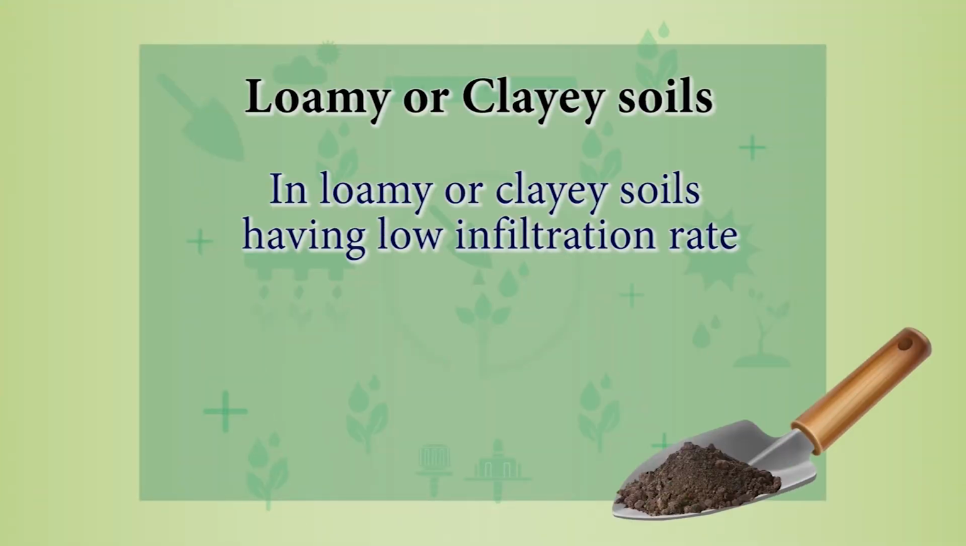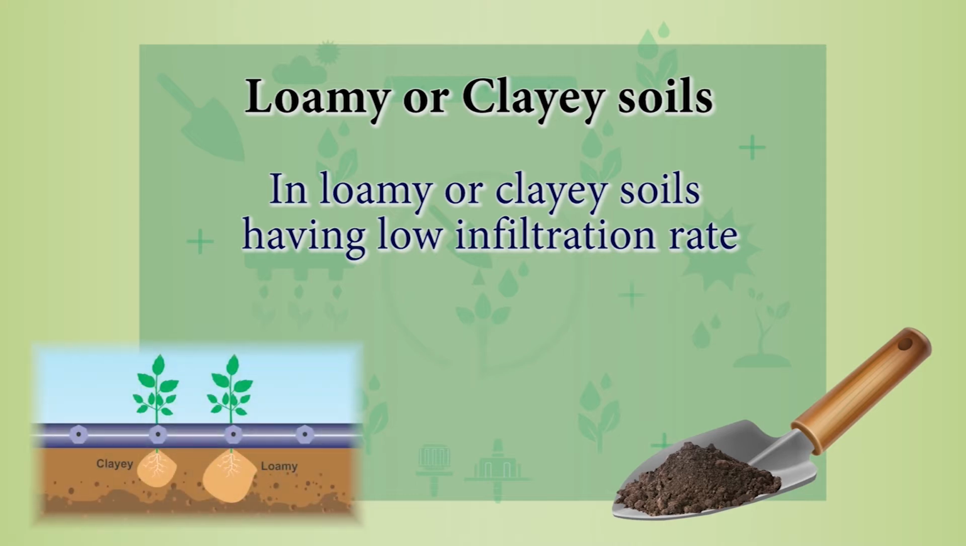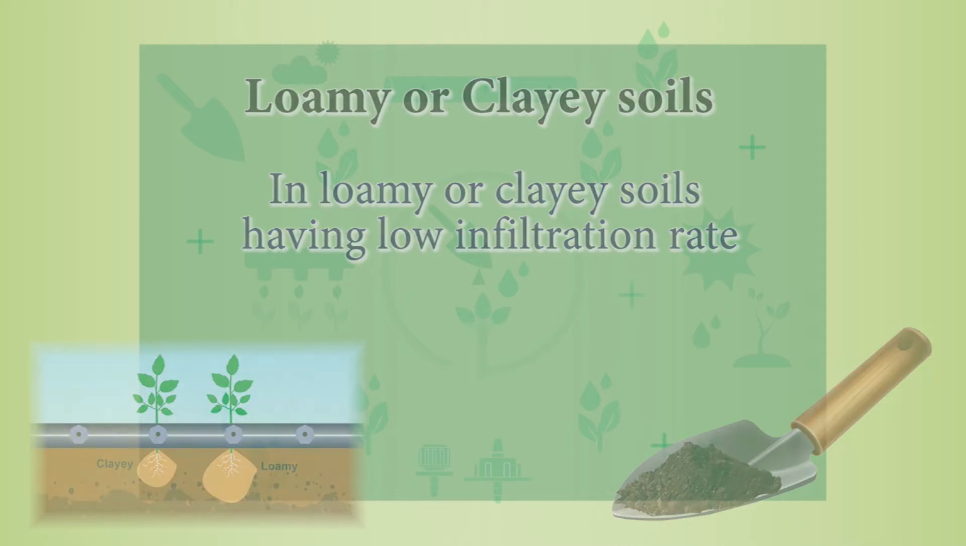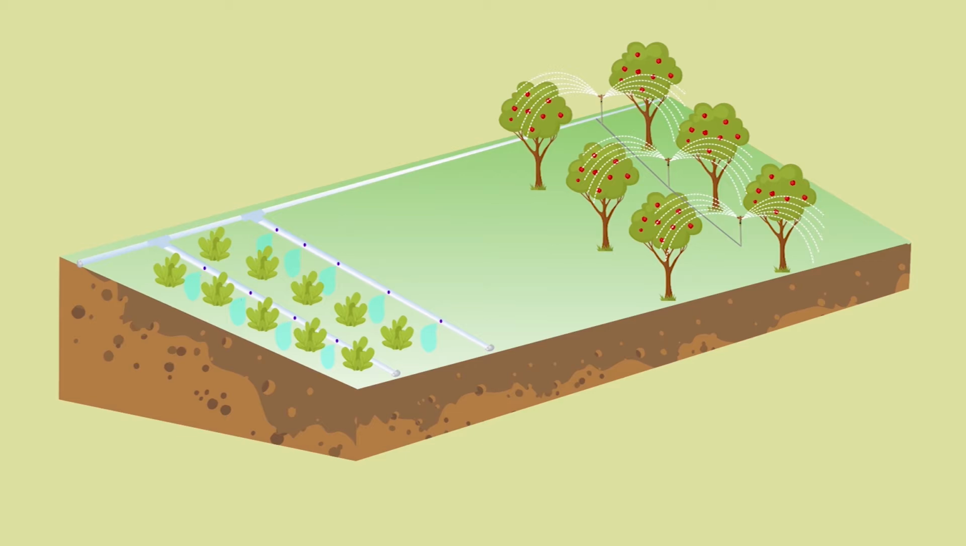In loamy or clay soils having low infiltration rate, surface irrigation is ideal. In gravity flow or surface irrigation system, which refers to application and distribution of water from a higher to a lower topography by gravity flow, a lot of water is wasted. In this method, the land to be irrigated must have a gentle slope, else the cost of land leveling and preparation may go very high.